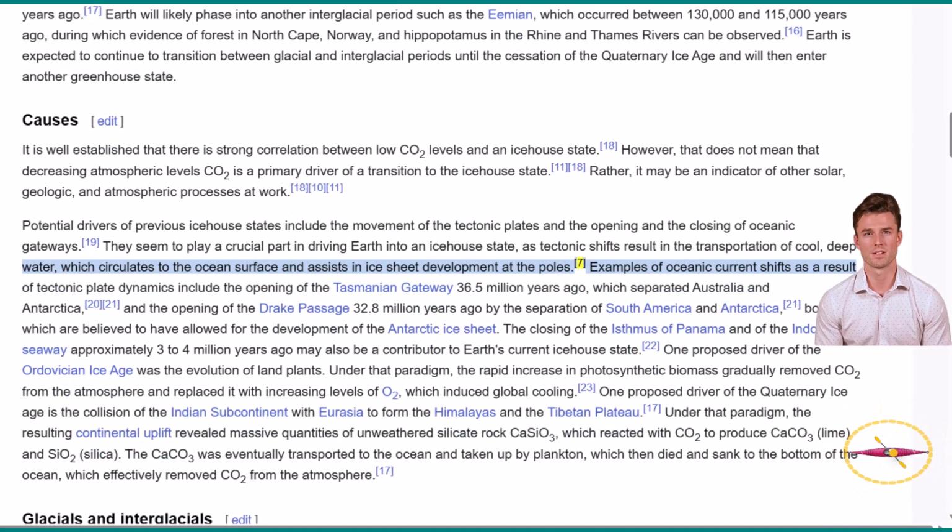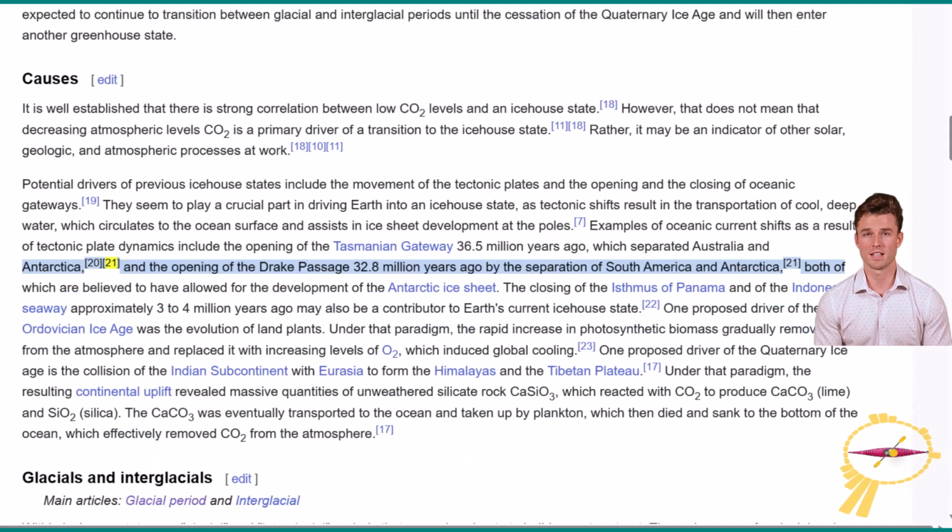Examples of oceanic current shifts as a result of tectonic plate dynamics include the opening of the Tasmanian Gateway 36.5 million years ago, which separated Australia and Antarctica, and the opening of the Drake Passage 32.8 million years ago by the separation of South America and Antarctica, both of which are believed to have allowed for the development of the Antarctic ice sheet.